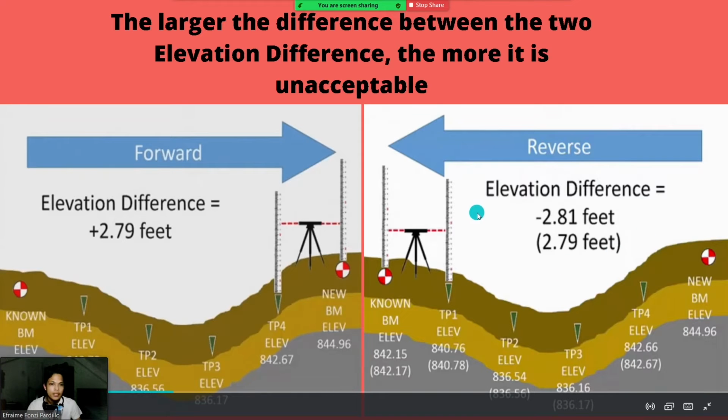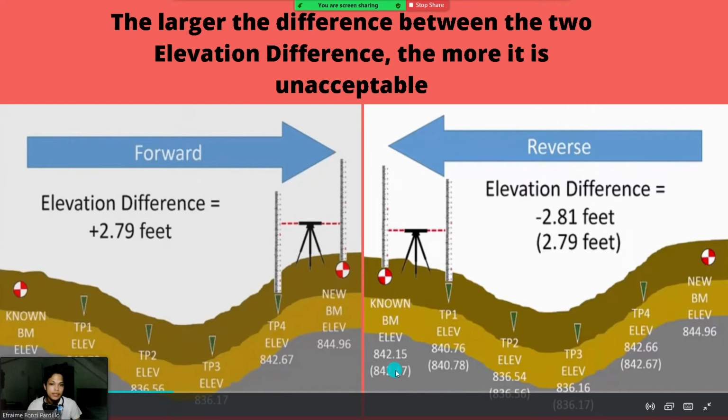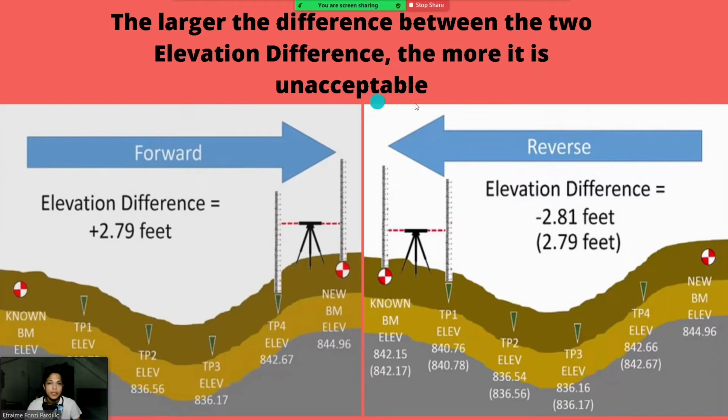In the reverse way, the elevation difference is negative 2.81 feet. This is calculated by the final elevation, which is 842.15, minus the starting elevation, which is 844.96. Note that the larger the difference between the two elevation differences, the more unacceptable it is. To know whether our difference is large or not, we subtract these two values: 2.79 feet minus 2.81 feet, which is negative 0.02, which is small enough to be acceptable.